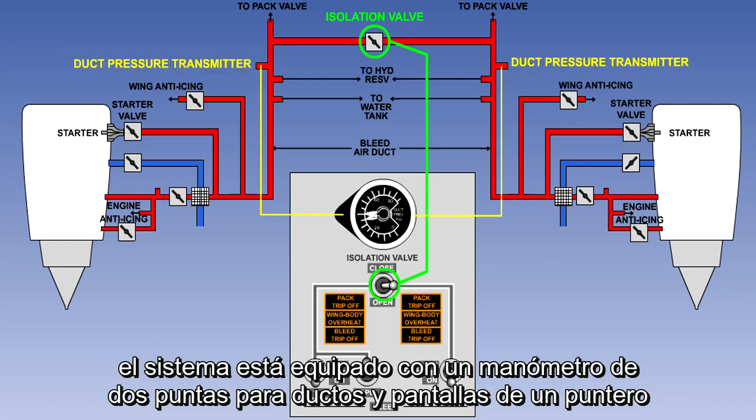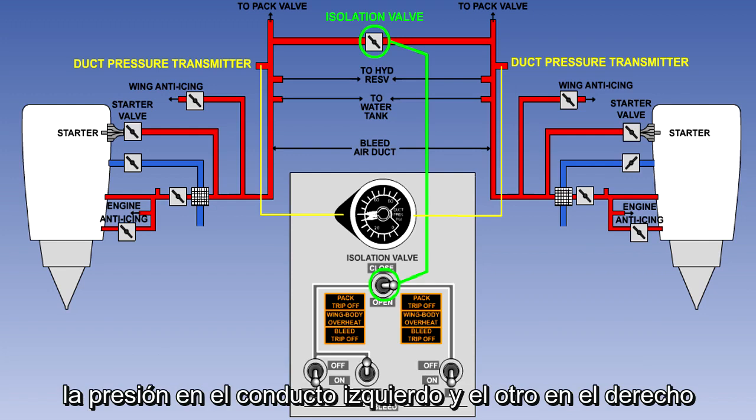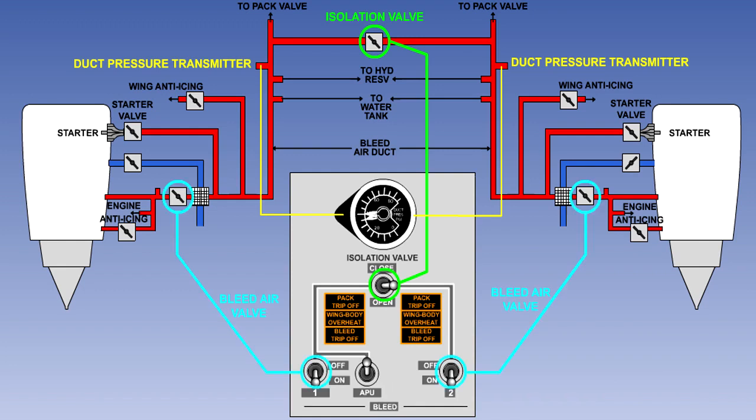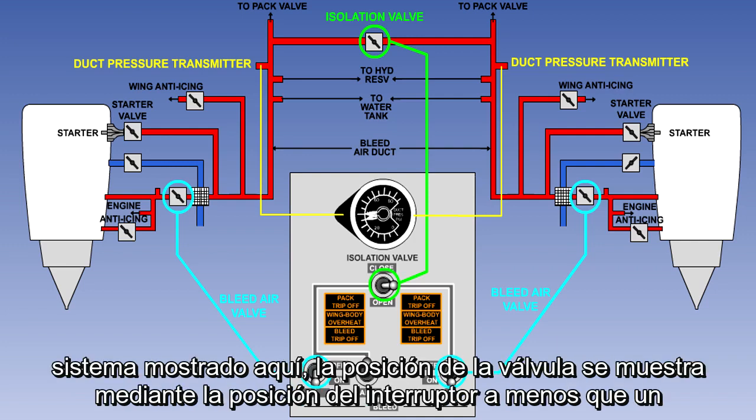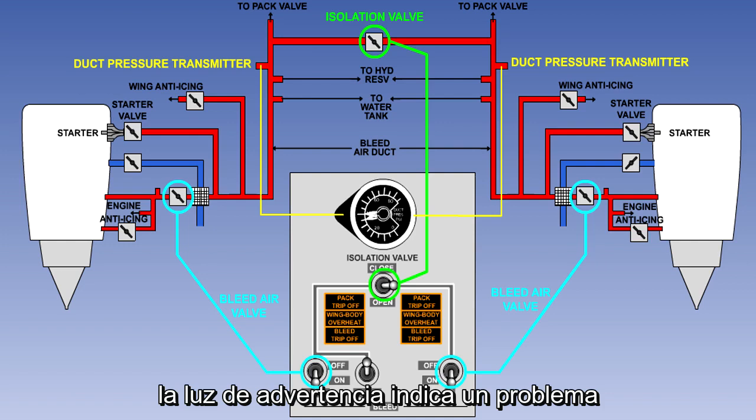The system is fitted with a two-pointer duct pressure gauge. One pointer displays the pressure in the left duct, and the other the right. Some systems have engine bleed air valve position indicators. However, in the system shown here, the valve position is shown by the switch position, unless a warning light is indicating a problem.